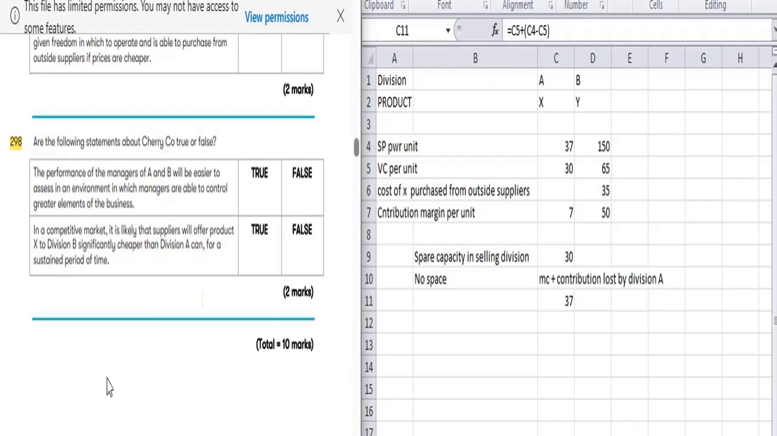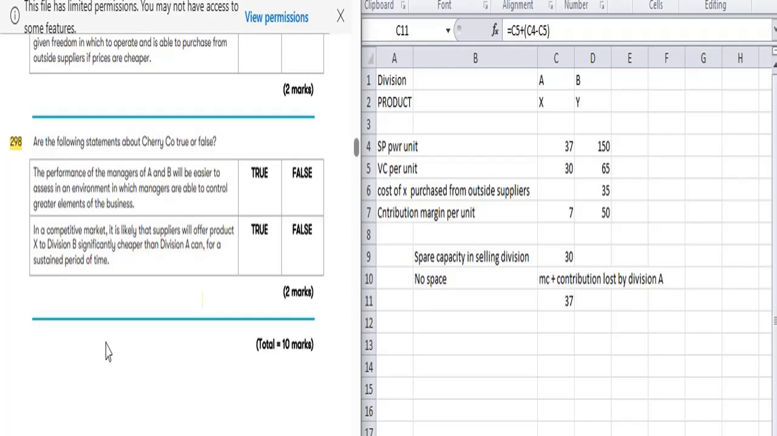Okay, so obviously this is true, because the principle of controllability says the performance of managers should be assessed on the basis of the areas or factors which are under the control of the manager rather than the areas or factors which are not under their control. So if the elements in the environment are under the control of the manager, it will be quite easy to assess the performance of the manager.